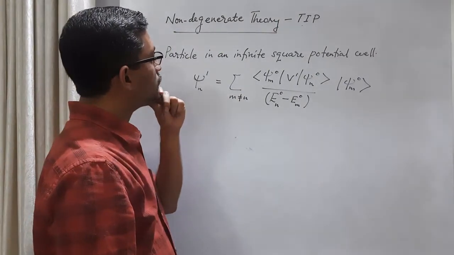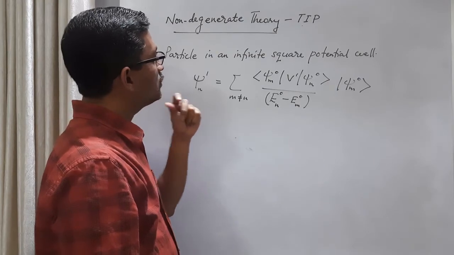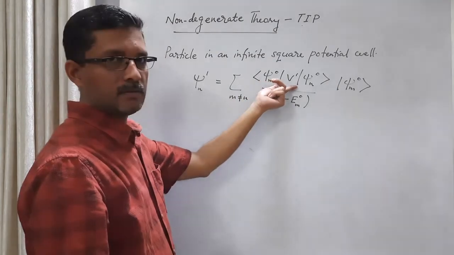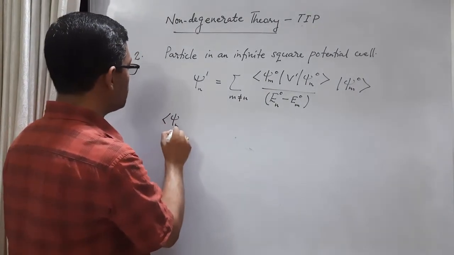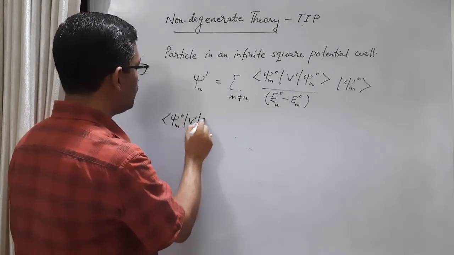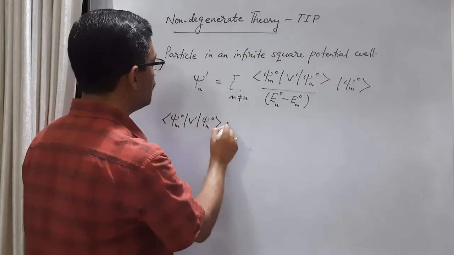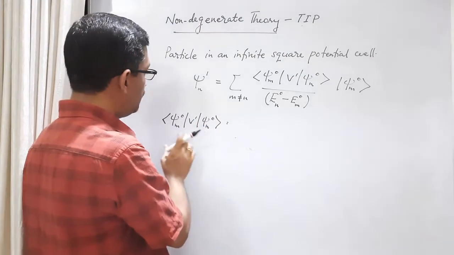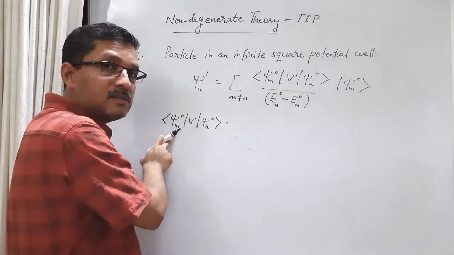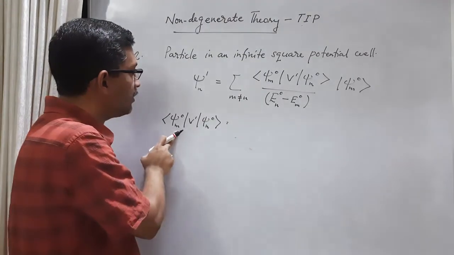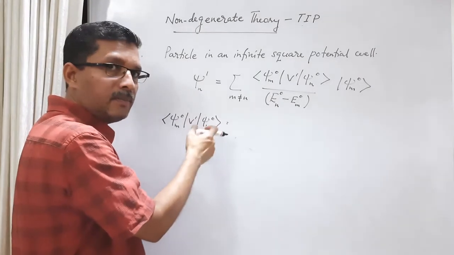So we have to evaluate this, right? Let me evaluate this matrix element psi m0 v prime psi n0. It's an integral. These are unperturbed wave functions, so there will be root 2 by L sine m pi by L into x here, root 2 by L sine n pi by L into x here.